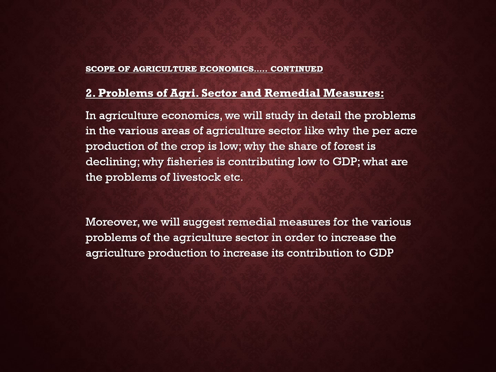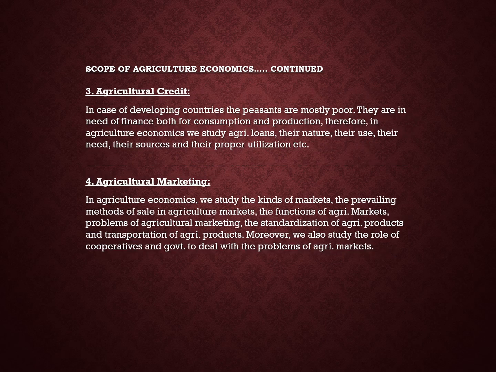Another scope is problems of the agricultural sector and remedial measures. In agricultural economics, we will study in detail the problems in various areas of the agricultural sector, like why per hectare production of the crop is low, why the share of forest is declining, why fisheries is contributing to low GDP, what are the problems of livestock, and etc. Moreover, we will suggest remedial measures for the various problems of the agricultural sector in order to increase the agricultural production and its contribution to GDP.